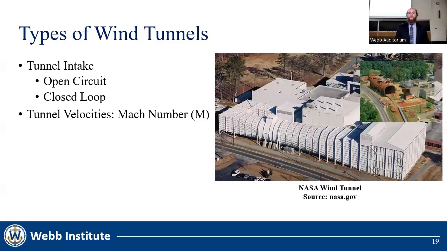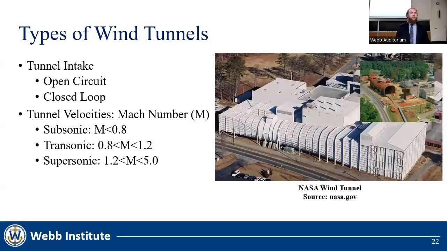Wind tunnels are also classified based on the maximum wind speed achieved in their test section. These classifications are based on Mach number, or the ratio of the fluid speed to the speed of sound through that fluid. Subsonic tunnels operate below the speed of sound and below Mach numbers of 0.8. Transonic tunnels operate between Mach numbers of 0.8 and 1.2. Finally, supersonic tunnels operate at speeds exceeding the speed of sound and fall between Mach numbers of 1.2 and 5.